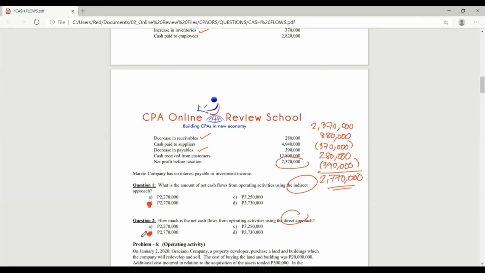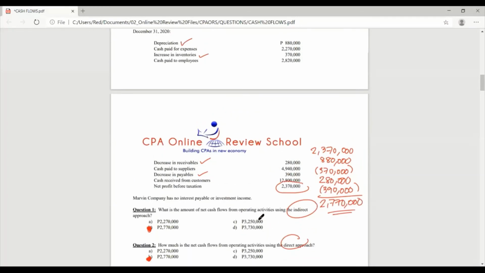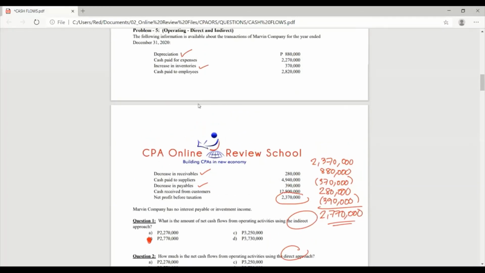Pero, tingnan natin, compute natin kung hindi pa rin yung makukuha natin using the direct approach. Okay? So, paano yung direct approach? Cash receipts less cash payments or cash paid. Okay? So, titingin ka dito. Cash paid. Ayan, lumabas. Cash paid for expenses. So, deduct ka ngayon ng 2,270,000. Cash paid to employees. Deduct ka rin ng 2,820,000.